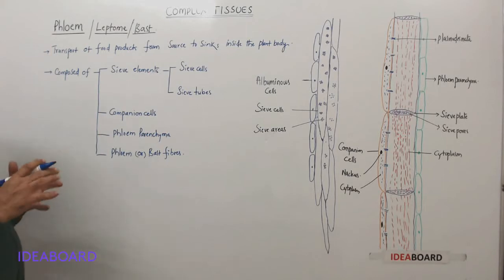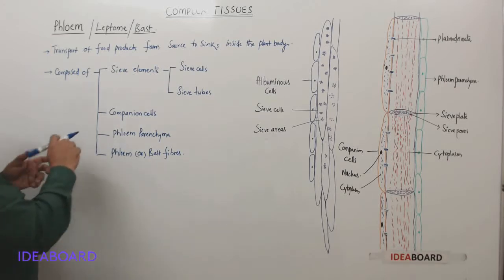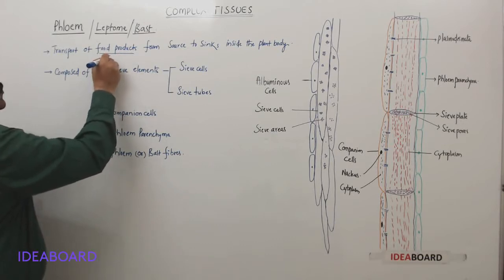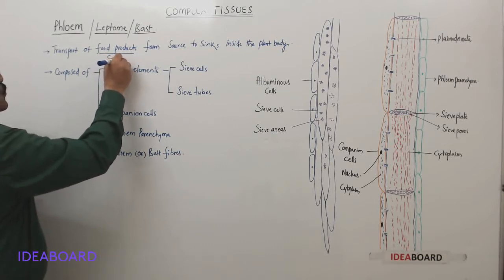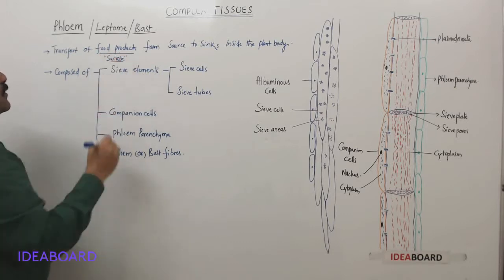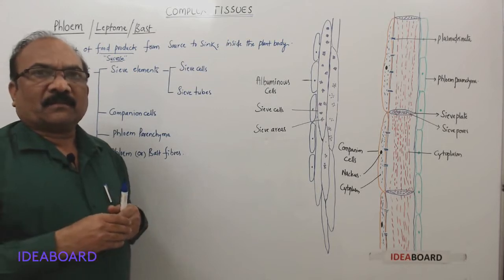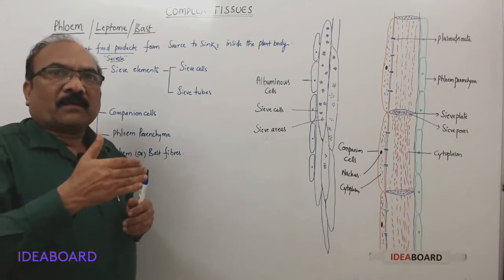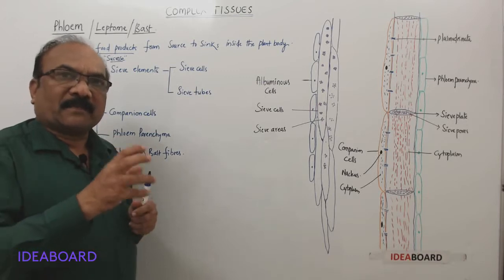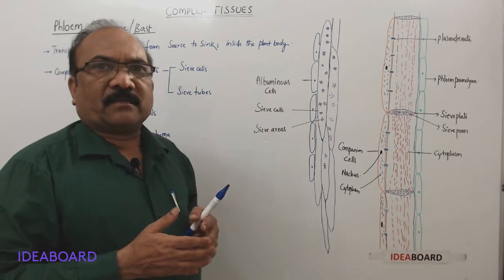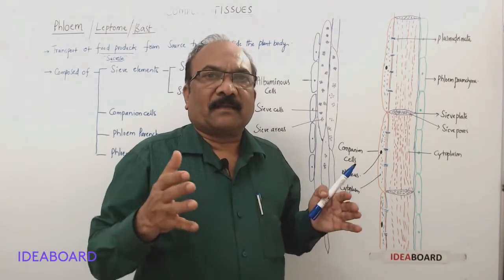And what is the function of this phloem? Of course, everyone knows it is a conducting tissue and it conducts the food products, especially the food will move in the form of sucrose solution from source to sinks. What is source? Source is the production centers. Sinks are consumption centers.